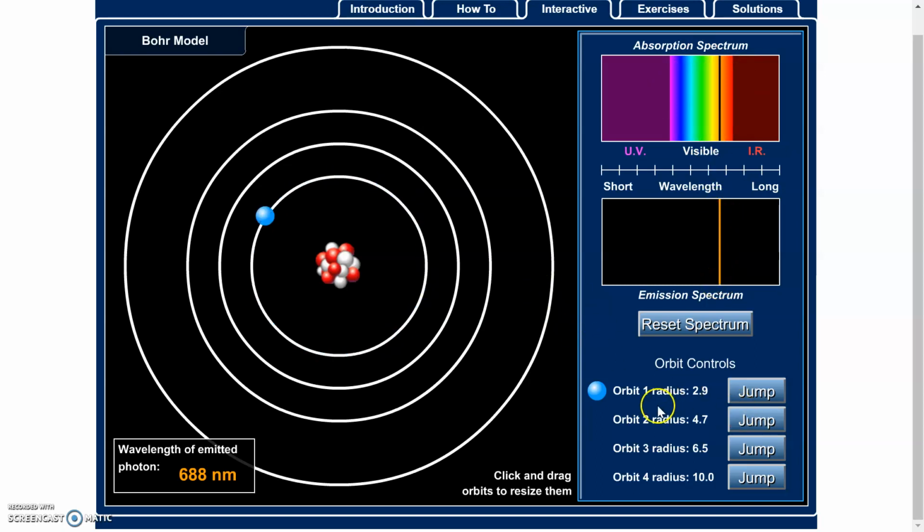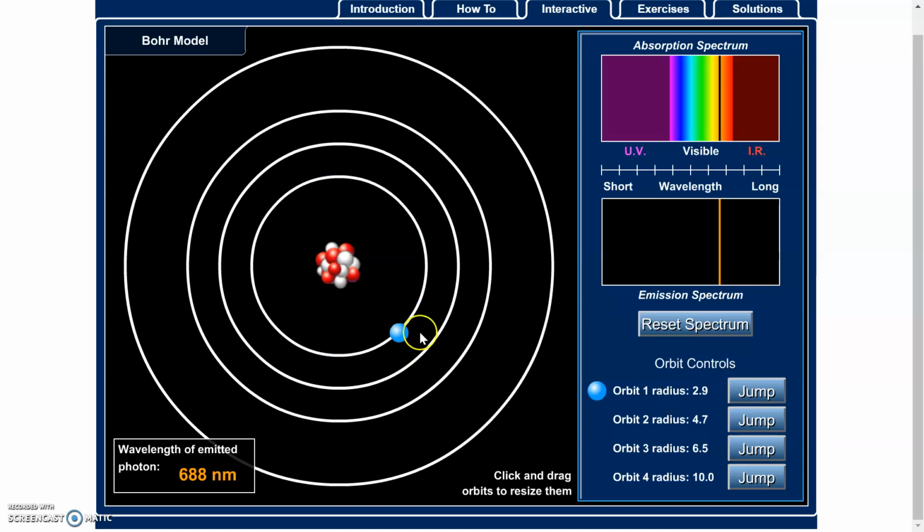Now I did that really slow. I made it jump up to an excited state, and then I talked a little bit and had it jump back down. In reality, this would happen very quickly. Almost instantly after the electron jumped to an excited state, it would jump back down to a ground state.